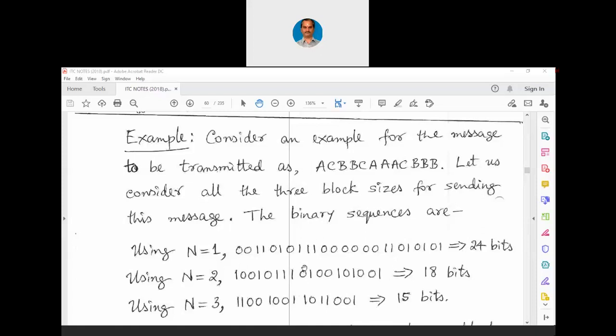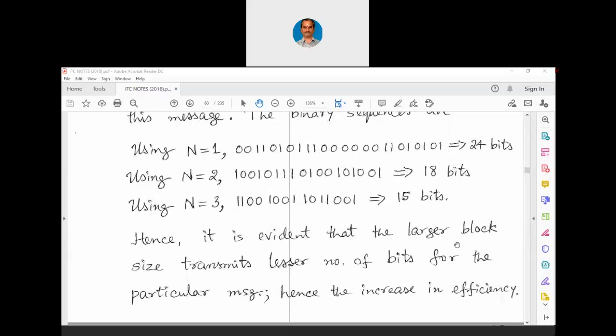Just recall yesterday's exercise. Now if we go for n equals 3, then it can be for ACB, then for BCA, then AAC, then BBB. Now if we substitute the codes for those four sequences having three symbols each, then we are getting 15 bits. So this indicates that whatever theorem we had earlier discussed, that is holding good. That means sending a message with more number of symbols is going to reduce the number of bits being transmitted, and it is going to reduce the transmission rate as well.